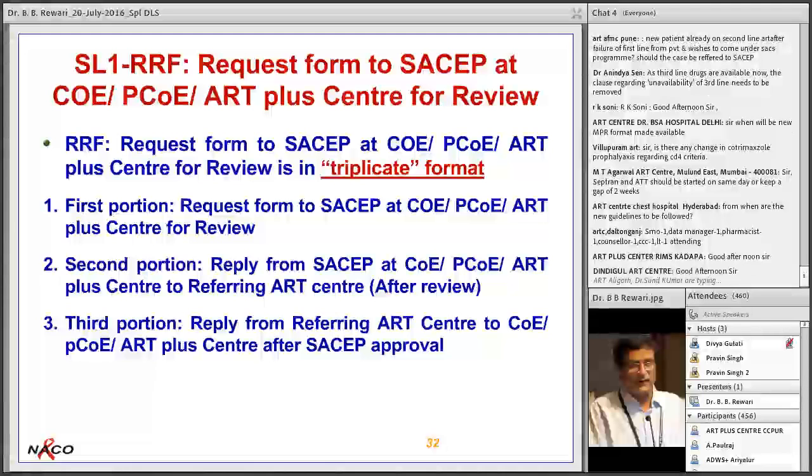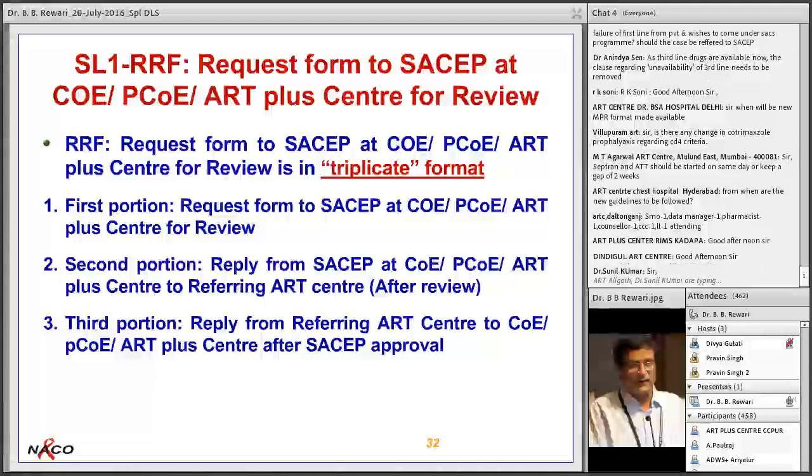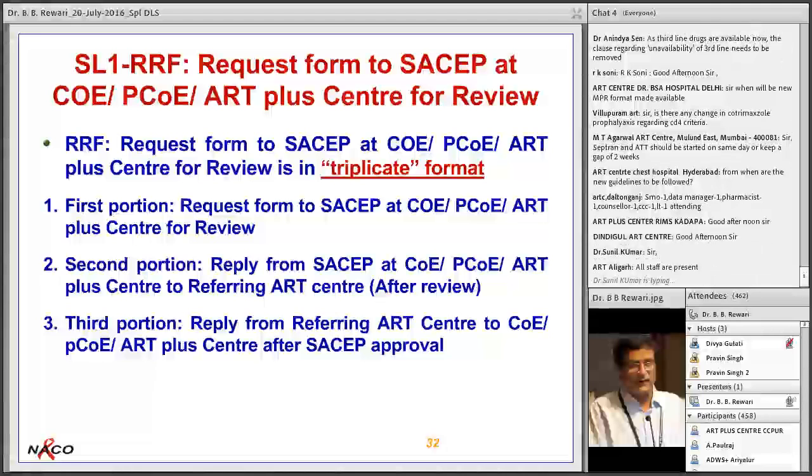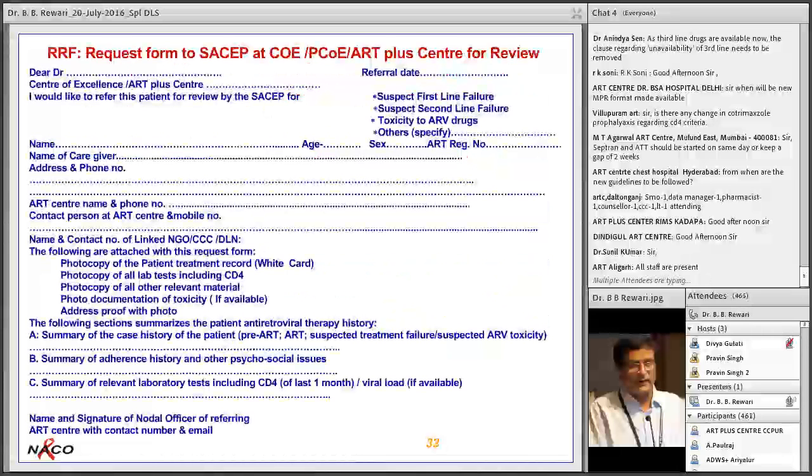Okay, we have reviewed your patient. These are the guidelines: start second line, do not start second line, send for repeat viral load, check for HIV2. Then the third portion is the reply from the referring ART center back to COE after the approval. There is no change. This is a request form.